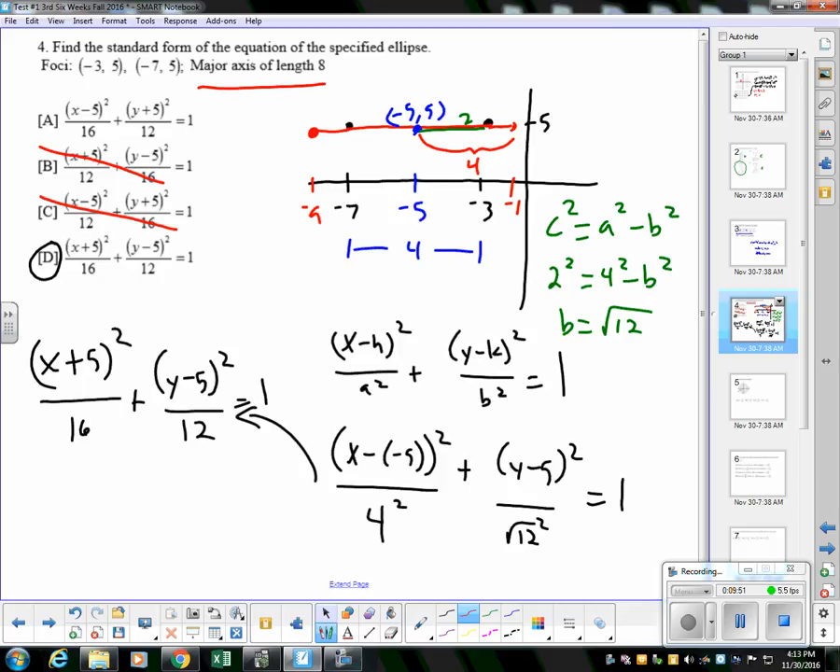If I also recognize that the center point is negative 5, 5, that means I must be in the form x plus 5 squared, y minus 5 squared, which D is the only one that works that way. So I could have actually done this without going through all this work, but I just want to point out that this is a way you could do it. So the answer to number 4 is D as in dog.